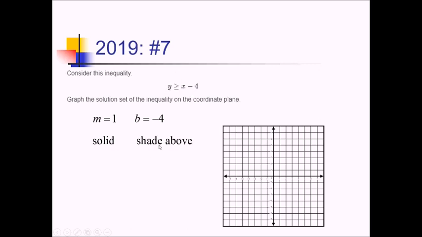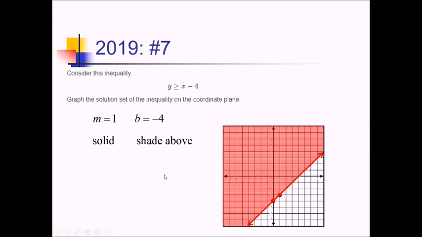So shade above. So now solid dot on negative 4 for the y-intercept, that's down here. Slope of 1 means we're going up 1 over 1, put another dot. Draw a line through those, solid line. And we're shading above, so everything above here.